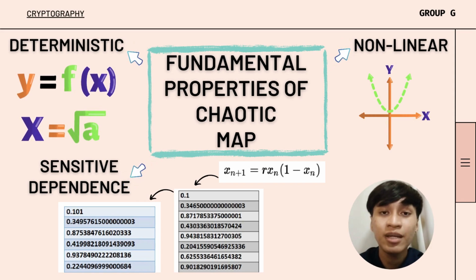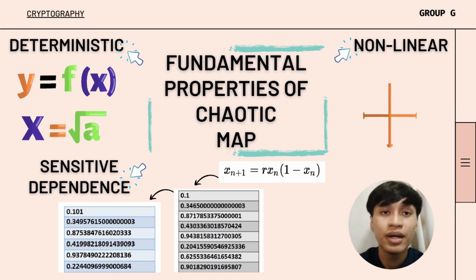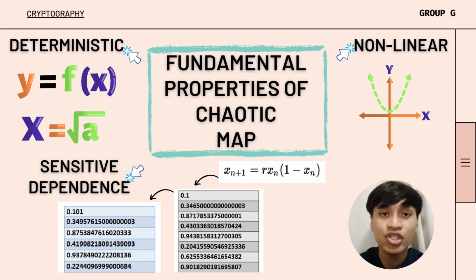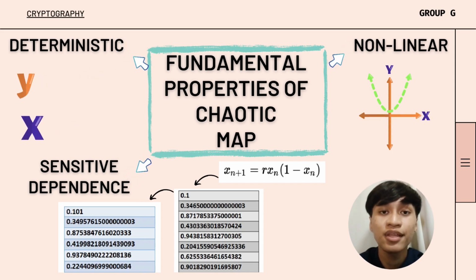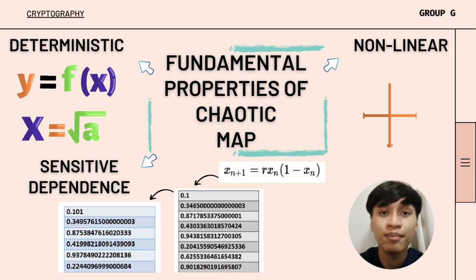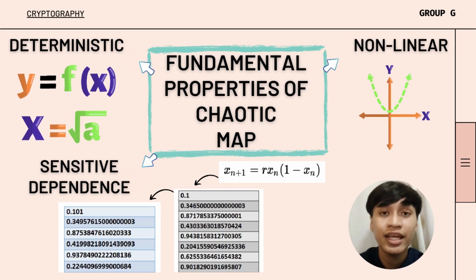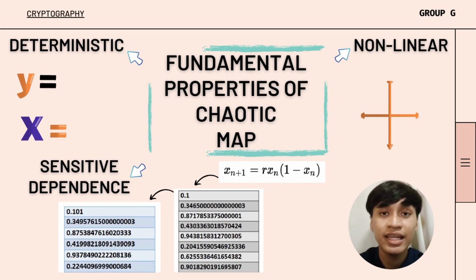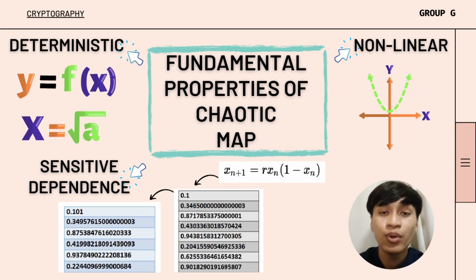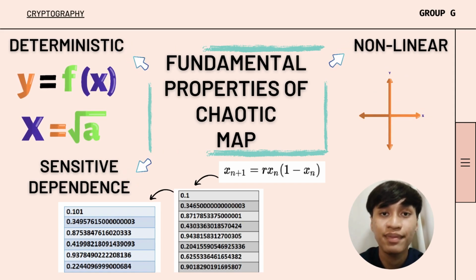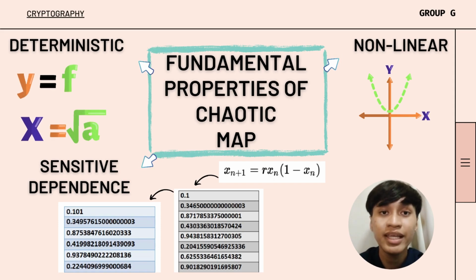Now, these are the fundamental properties of chaotic map. First, deterministic, which means it can be defined by a mathematical model, such as a discrete equation, to allow its usability in any application. Next, nonlinear, where we don't find a direct relationship between the input and output. And finally, sensitive dependence, where a minor change in the initial condition will cause a massive difference in the outcomes. These 3 characteristics are very crucial for building a strong crypto.